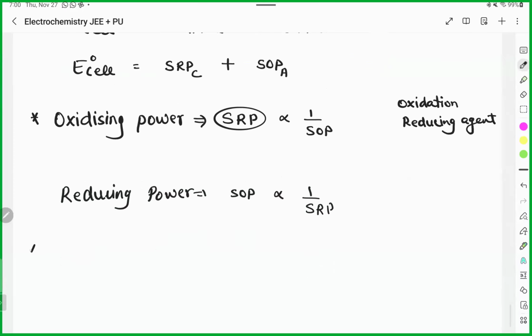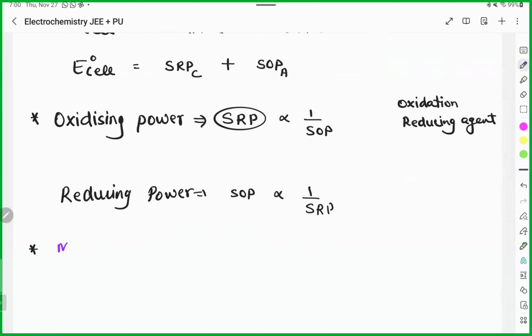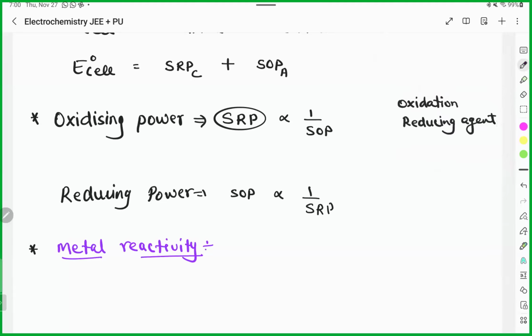Second, how is the reactivity of a metal decided? Like, which metal is more reactive? Sir, the one which can form ions faster. So will it depend on oxidation potential or reduction potential? Oxidation potential, sir. It should get oxidized fast. Example, lithium can easily get oxidized, it undergoes oxidation very easily, right? So it is more reactive.